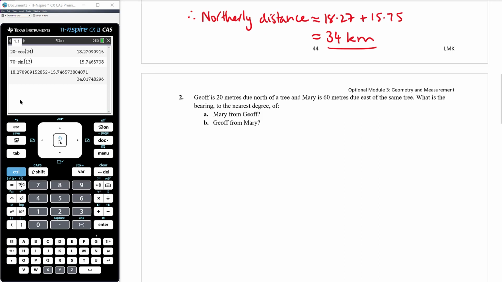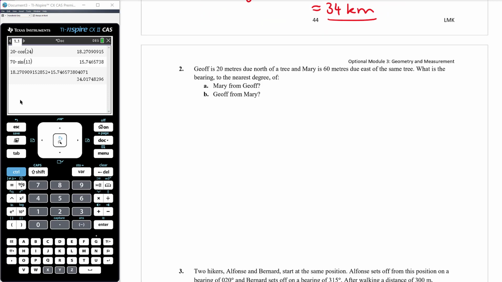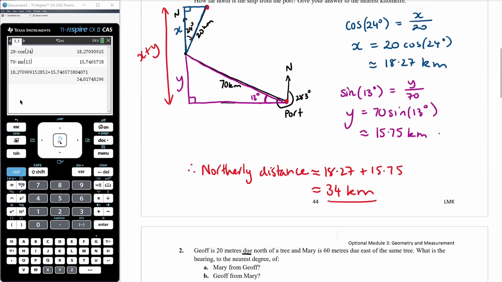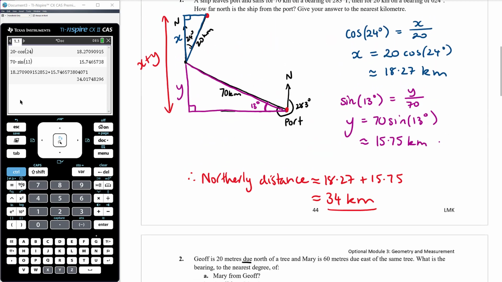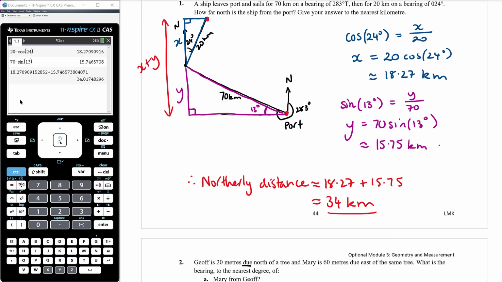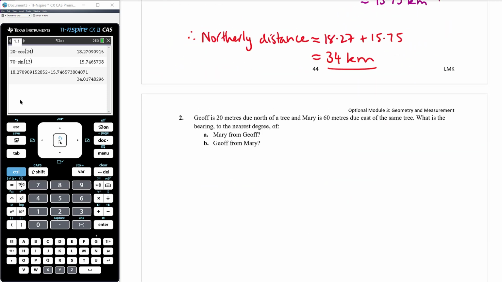Okay, question 2. Jeff is 20 metres due north of a tree, and Mary is 60 metres due east of the same tree. So due means directly north, okay? Up here we worked out that we finished 34 kilometres north of where we started, but it wasn't due north. We didn't finish above where we started, okay? Whereas due north means directly north.